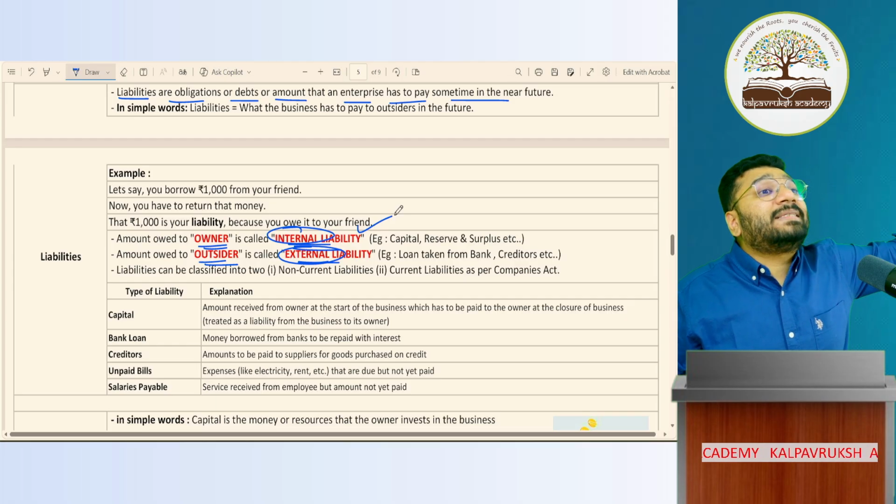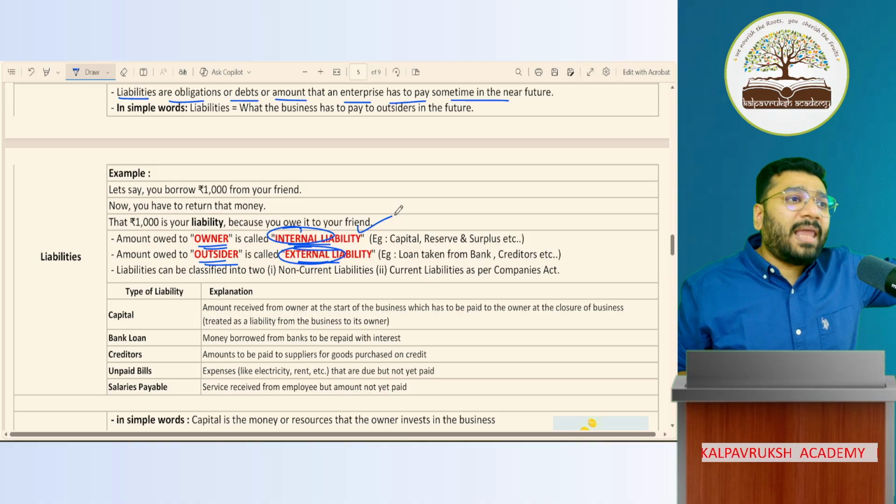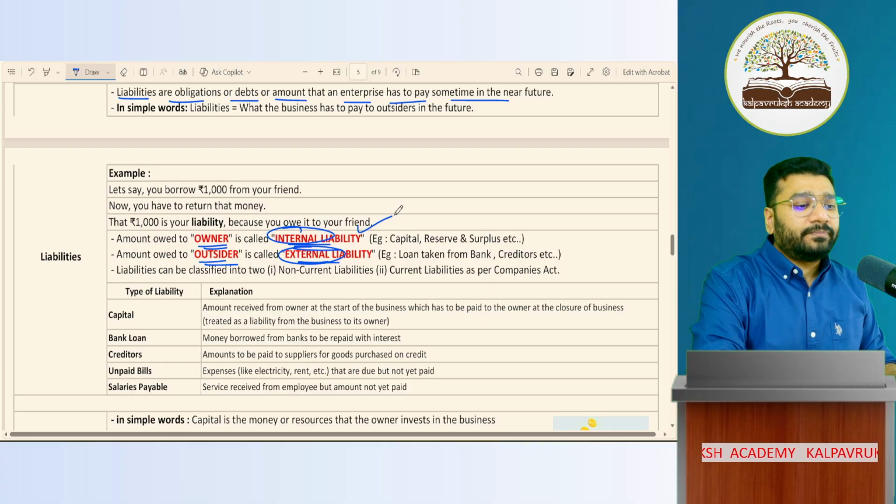In the exam, if they ask you what is internal liability, as a theory you should be able to write it. Got it, not got it? If they ask what is external liability, as a theory you should be able to write it. Clear or not clear? Okay.